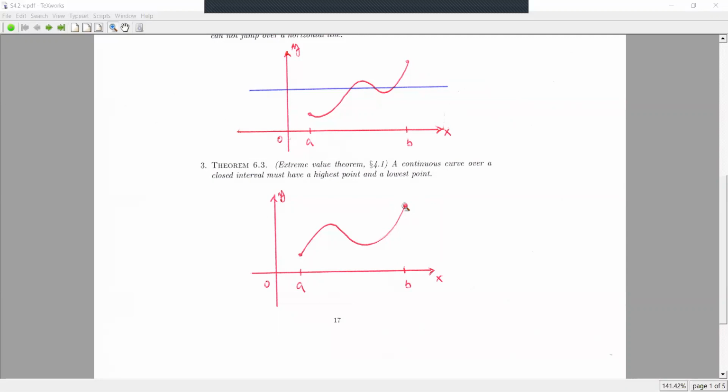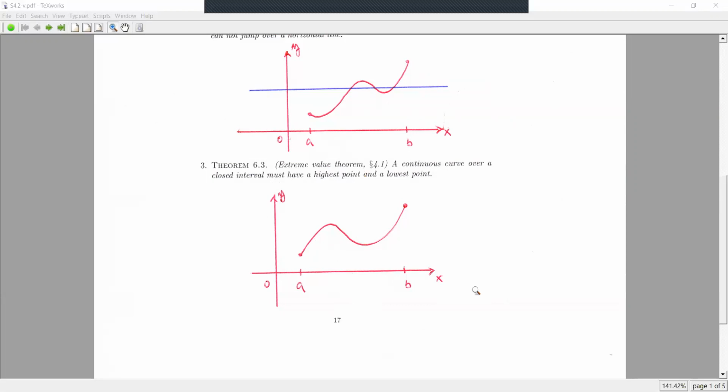The maximum value is this point, the highest point here. The lowest point is this point. The minimum value occurs at this point. When a curve is continuous and the interval is closed, it is guaranteed the curve has a maximum and a minimum. This is the extreme value theorem. This is a review about the theorems that we have learned so far.